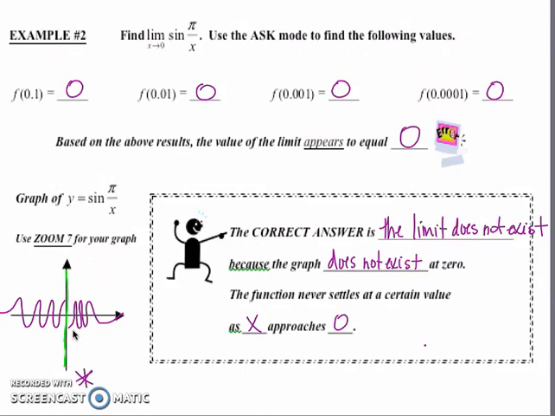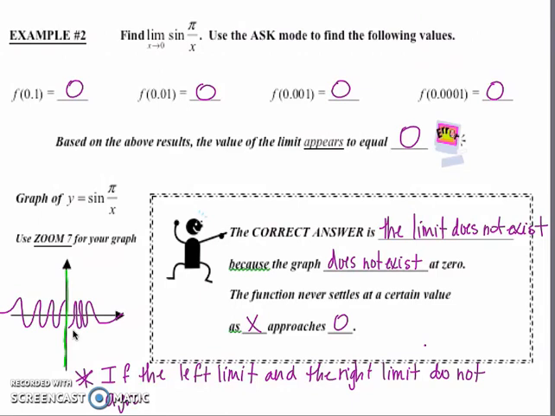So let's write that down because that's a very important statement. If the left limit and the right limit do not agree, the limit does not exist.